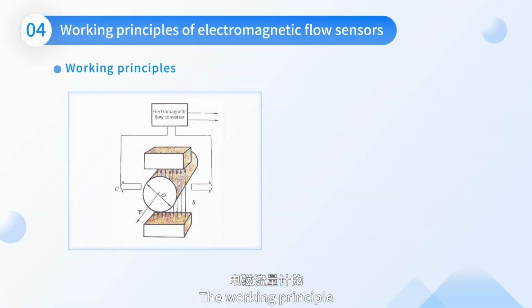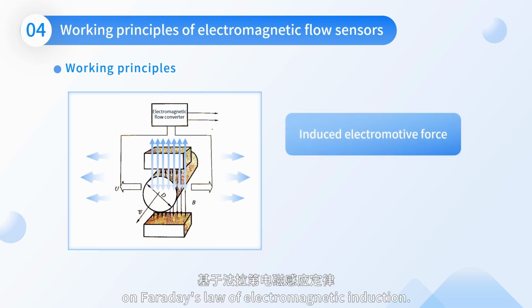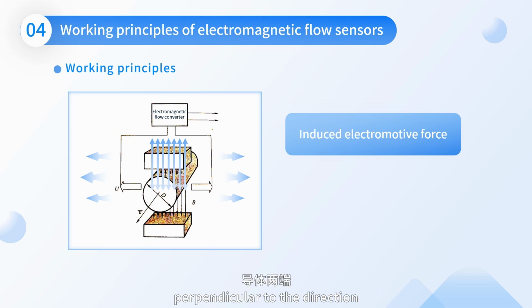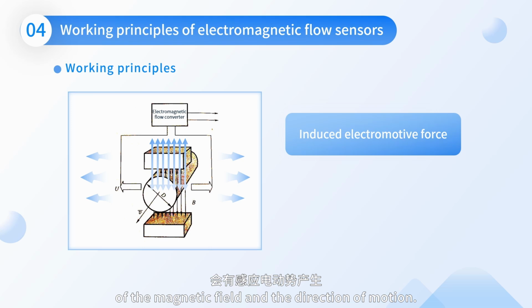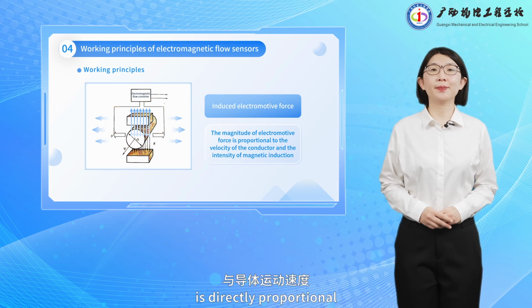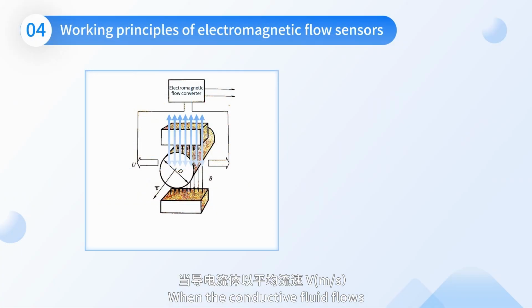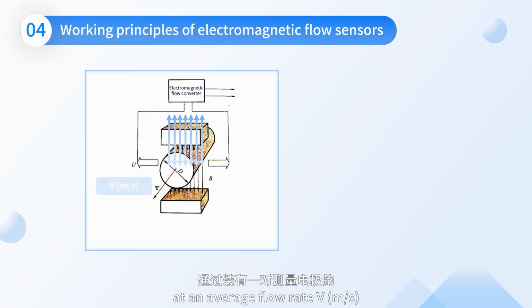The working principle of the electromagnetic flowmeter is based on Faraday's law of electromagnetic induction. When a conductor moves in a magnetic field, there will be an induced electromotive force at both ends of the conductor in a direction perpendicular to the direction of the magnetic field and the direction of motion. The magnitude of the electromotive force is directly proportional to the velocity of the conductor and the intensity of magnetic induction.